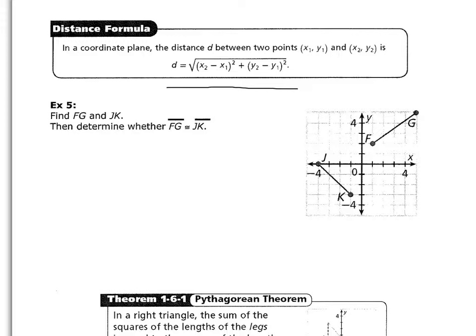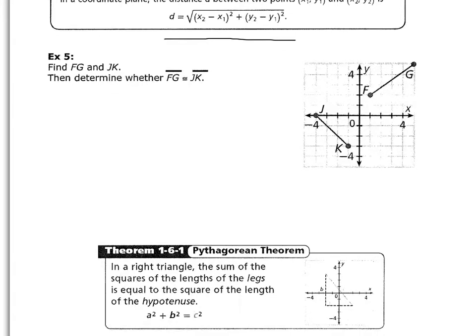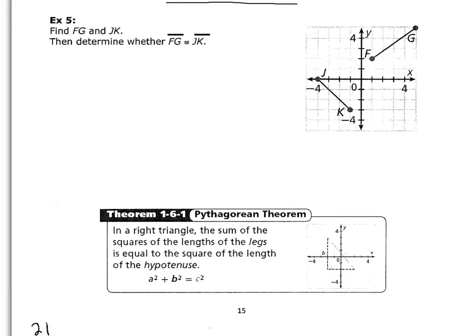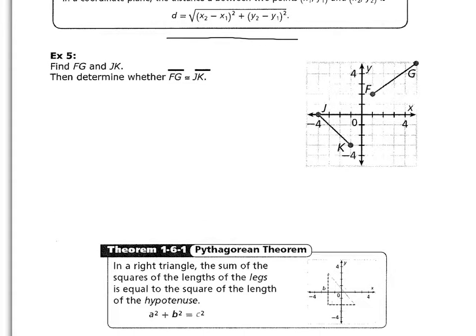Okay, so we're going to practice how you're going to find distance in a coordinate plane. The first thing we need to do is example number 5. It says find FG and JK and determine whether FG is congruent to JK. So the first thing we need to do is plug in our points. We're going to start with segment FG.